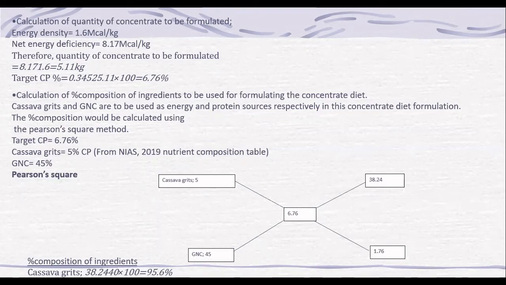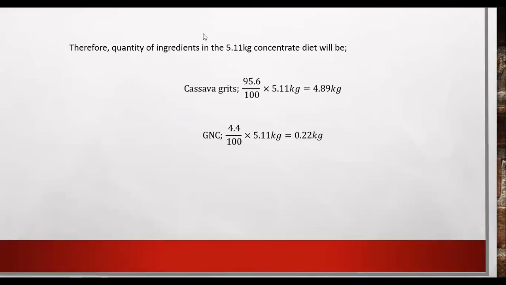Then you decide which type of ingredient you want to use. Is it cassava grit? Is it maize? Is it sorghum? You will decide that one. Then you also think about the protein source that you want to use. Is it GNC? Is it soybean meal? Is it fish meal that you want to use? You decide that one. Then you do the Pearson square to get the percentage that will be included in the diet of the animal to make the diet balanced. Next slide.